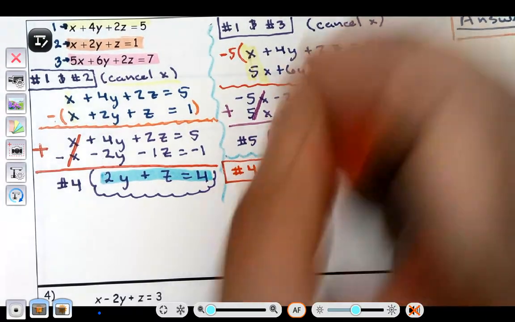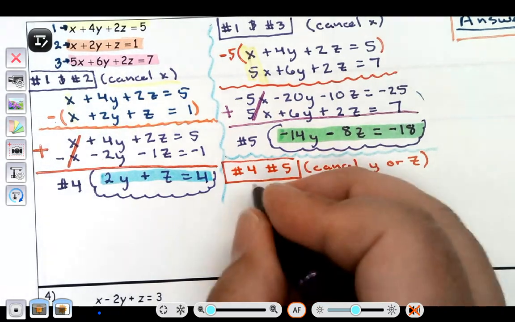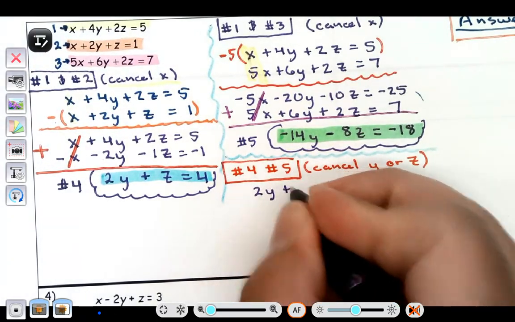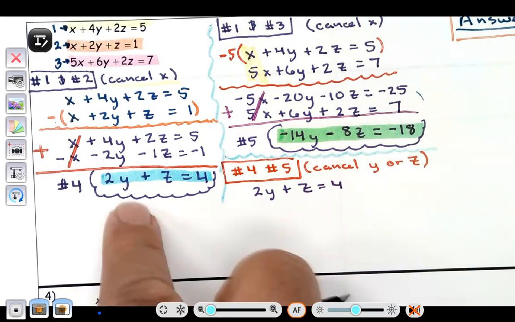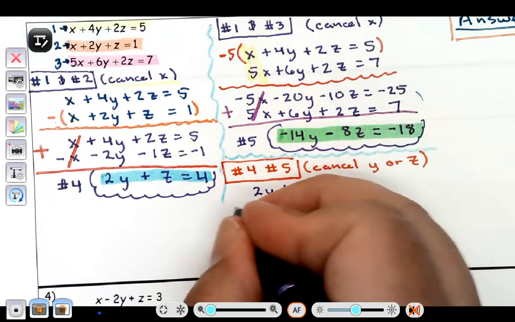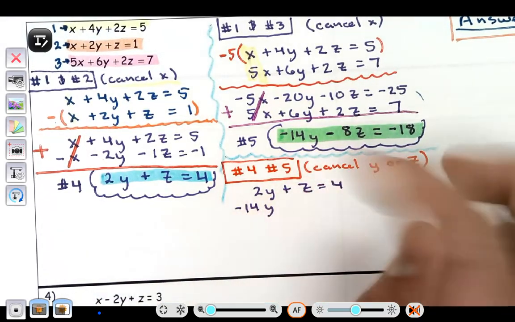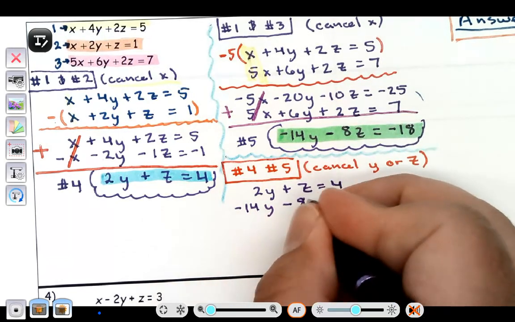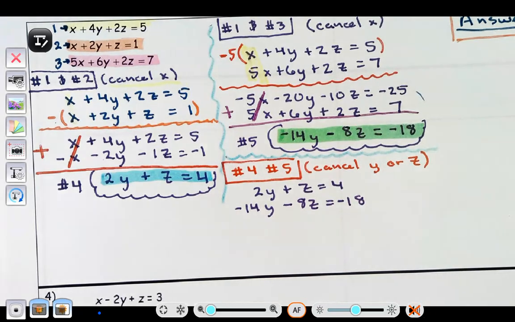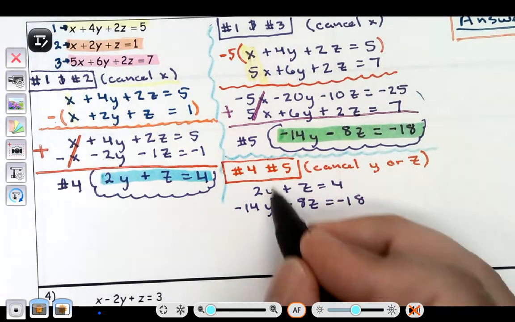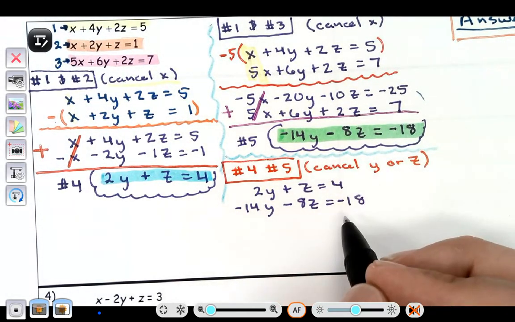All right, so here's number 4. I'm going to write it down. 2y plus z, the blue one here, is equal to 4. Make sure you didn't leave anything out. The other one is negative 14y minus 8z is equal to negative 18. All right, we get to pick. You are going to pick which letter would be easier to cancel for you.